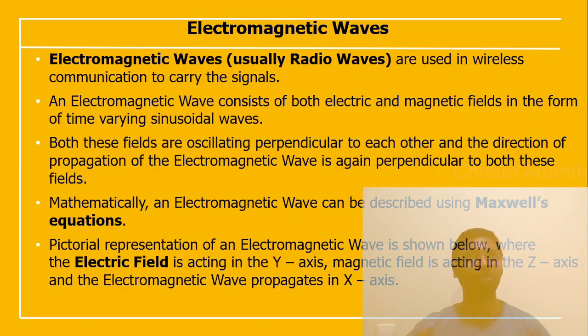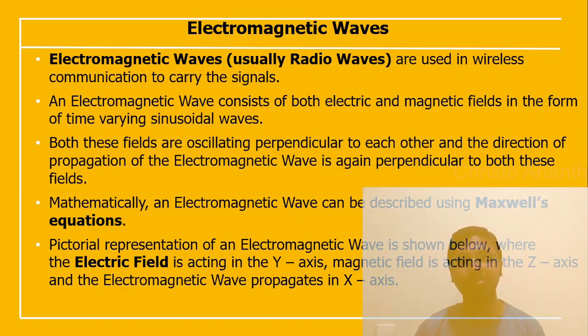So both the fields are actually oscillating perpendicular to each other, and of course the direction of the propagation of the electromagnetic wave is perpendicular to both the fields. An electromagnetic wave can mathematically be described using Maxwell's equations: Maxwell's equation 1, 2, 3, and 4.